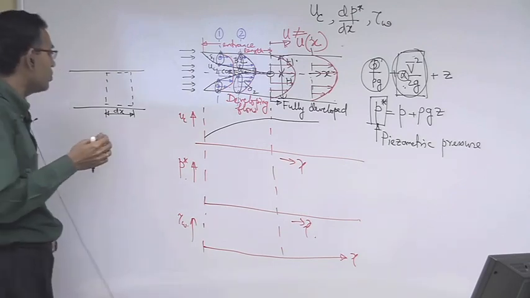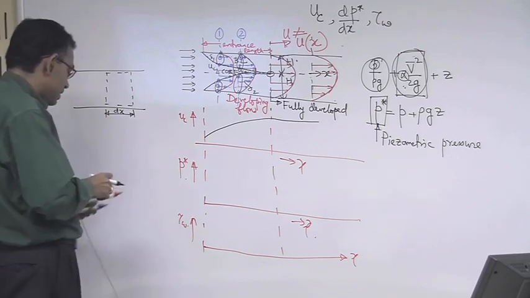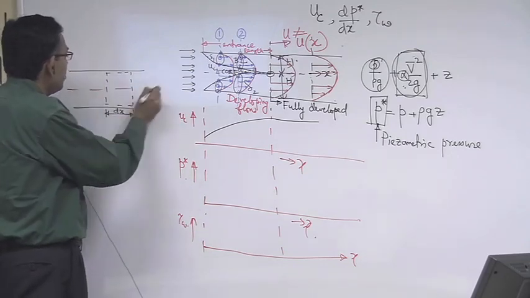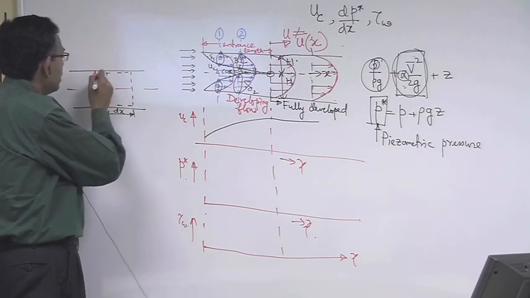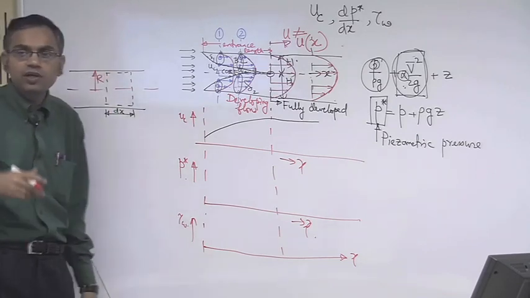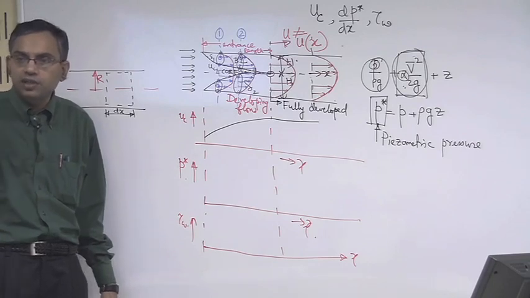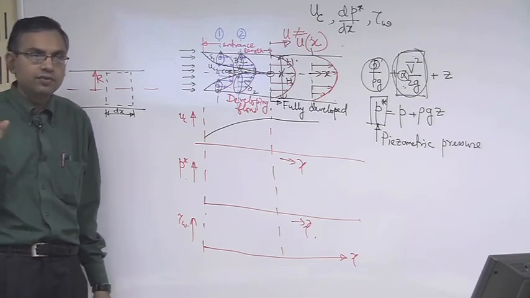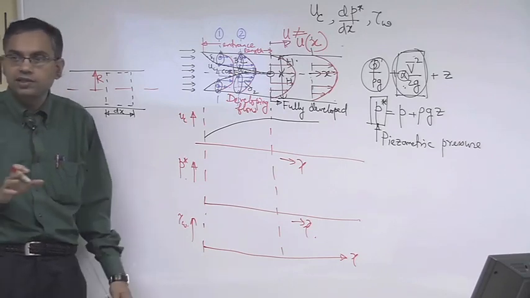So if the resultant force is 0, let us say the radius of the pipe is R. Many times for discussion we will use a circular geometry, many times we will use a parallel plate geometry, but the physical concept is the same, only the mathematics involved is different.